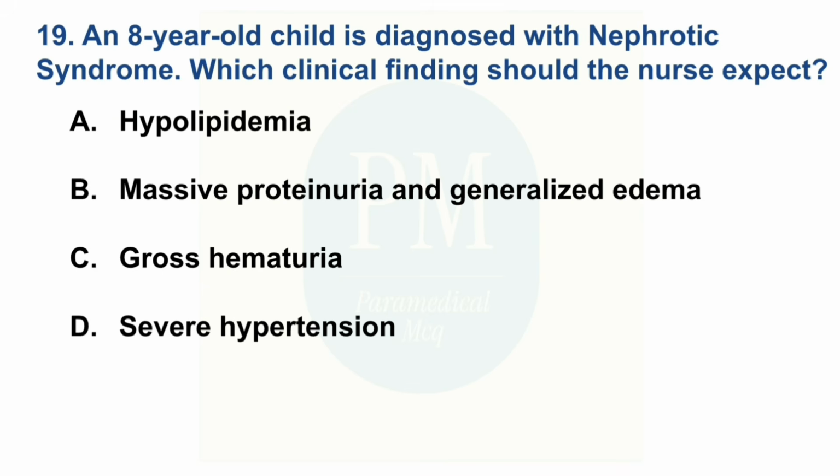An 8-year-old child is diagnosed with nephrotic syndrome. Which clinical finding should the nurse expect? Option A, hypolipidemia; option B, massive proteinuria and generalized edema; option C, gross hematuria; option D, severe hypertension. The correct option is option B, massive proteinuria and generalized edema.